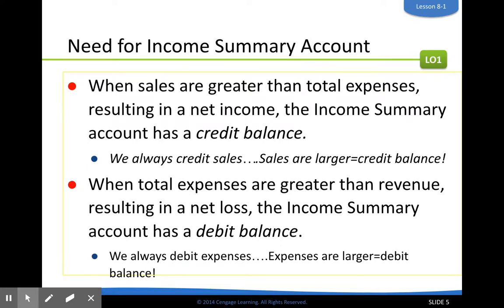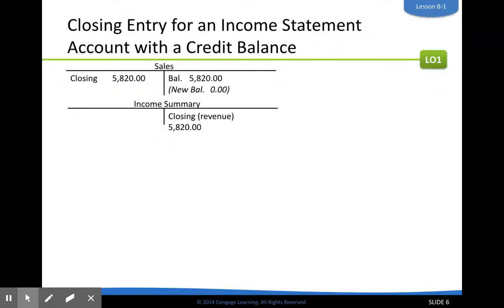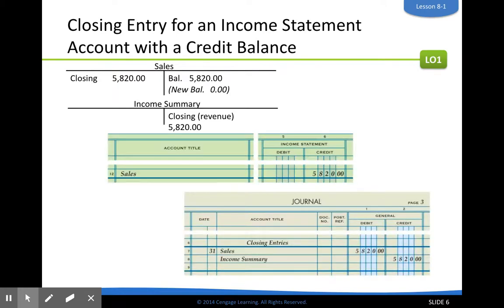So that's going to make more sense as we get in here to our very first closing entry. We're going to do a closing entry for an income statement account with a credit balance. So we want to close out the balance for sales. Sales has a credit balance because that is the only thing that we ever do to sales: credit sales. So we need to first start out with our heading, closing entries.